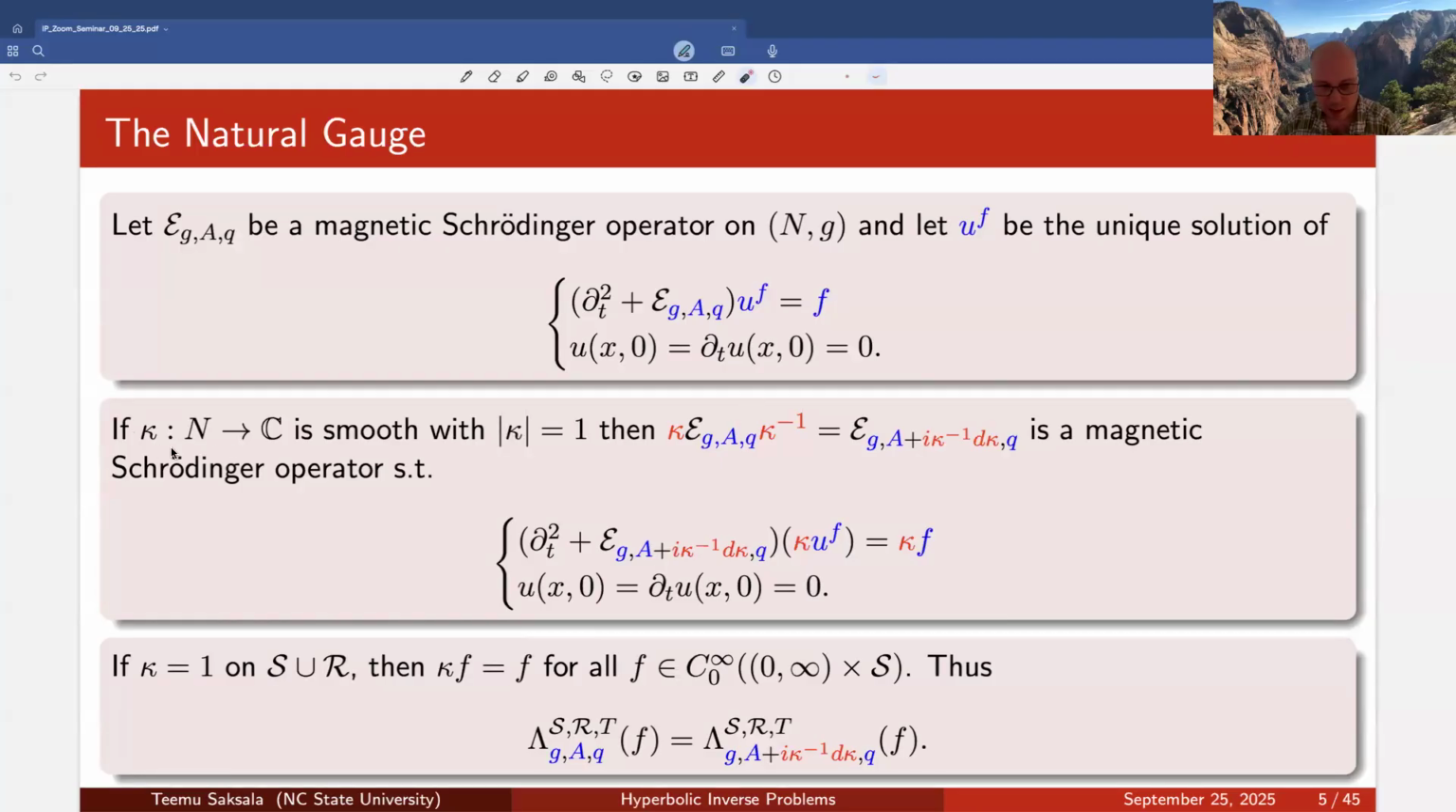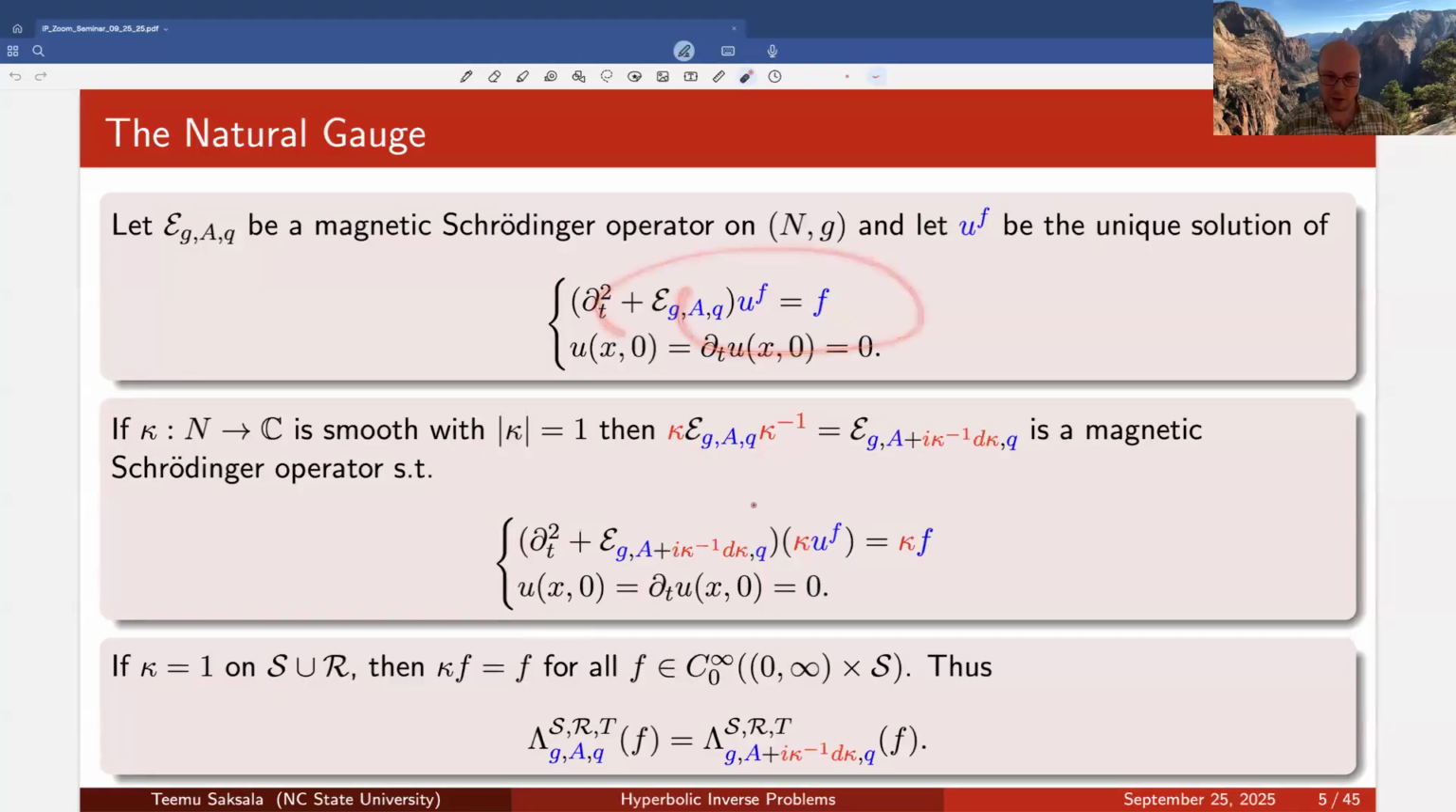And how do I do the retuning? Let's choose some complex valued function kappa, which is smooth. It's always unitary. And then if I now do this kind of conjugation to my magnetic Schrödinger operator, I arrive at a new magnetic Schrödinger operator where I actually just add a closed one form in addition to my A. So doing this conjugation by direct computation, you can see that it just changes my magnetic potential by this closed form over here.